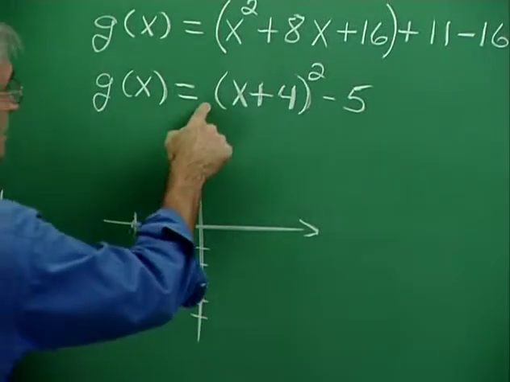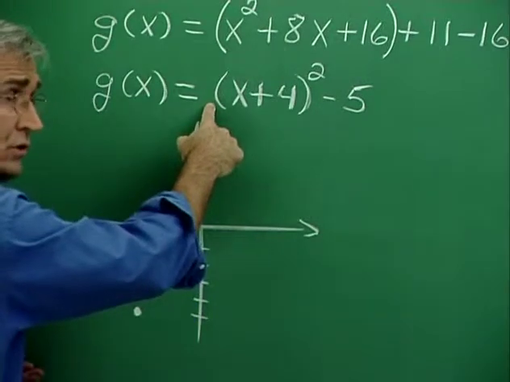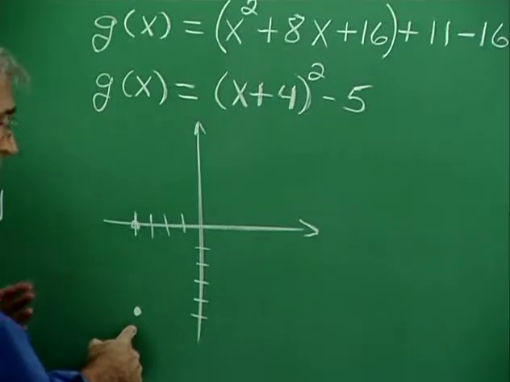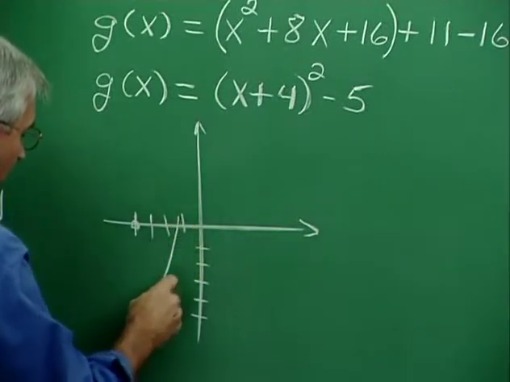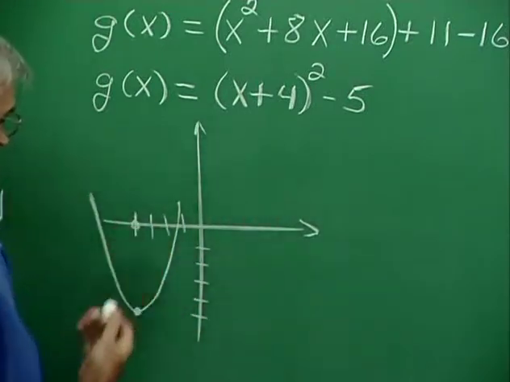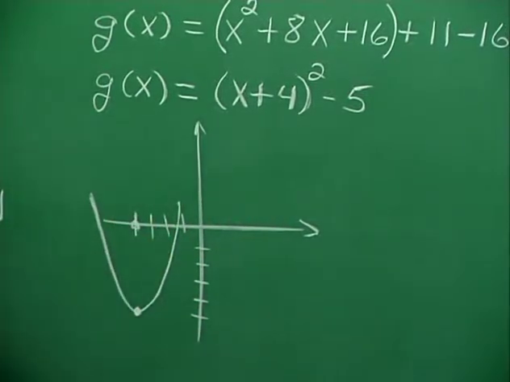Now, because this coefficient here is just an understood 1, it means that the shape of the parabolic curve is normal. That is, it looks like a regular old ordinary everyday household parabola instead of being kind of fat or kind of thin. Okay, so it looks like this.